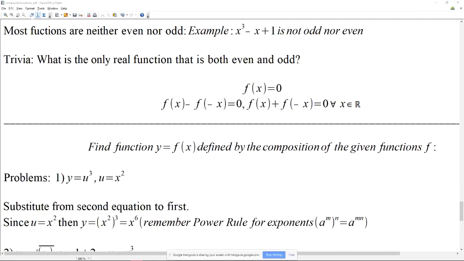Let's find the function f of x defined by the composite function given by functions f. Here we're going to do some problems, okay, everybody?